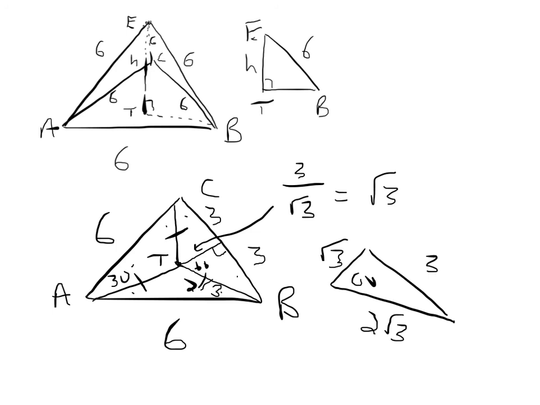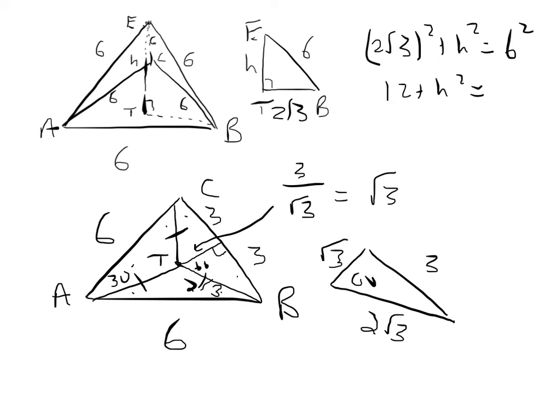So now I'll go back. That's the length I wanted, BT, is 2 root 3. So now I can just go ahead and use the Pythagorean theorem to find that length of h. 2 root 3 squared plus h squared equals 6 squared, or 12 plus h squared equals 36. h equals the square root of 24. h equals 2 root 6.